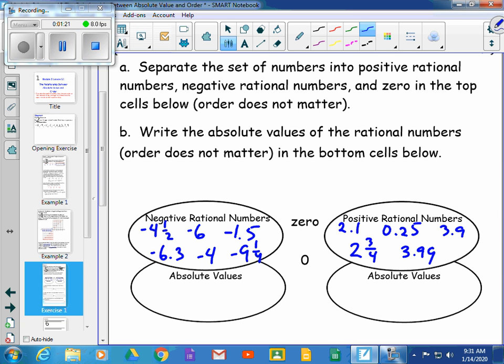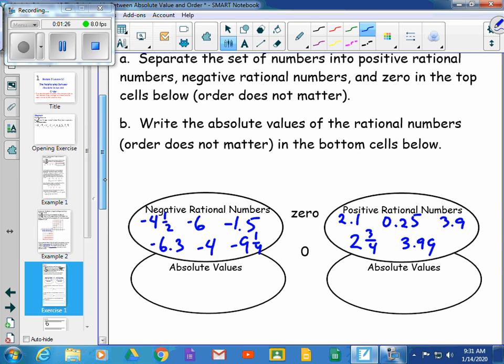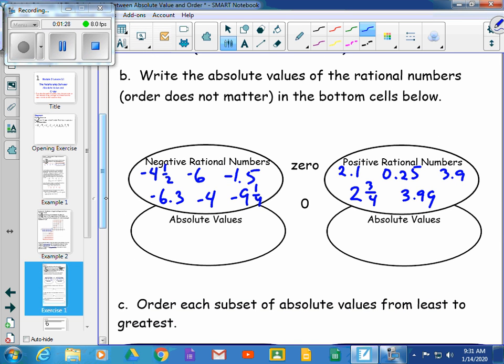Step B tells us to write the absolute values of the rational numbers, order doesn't matter, in the bottom cells. So I'm going to take each of these negative rational numbers and write their absolute values. Remember, absolute values are always a positive amount. So the absolute values look like this for the negative numbers, and then the positive numbers look like this.